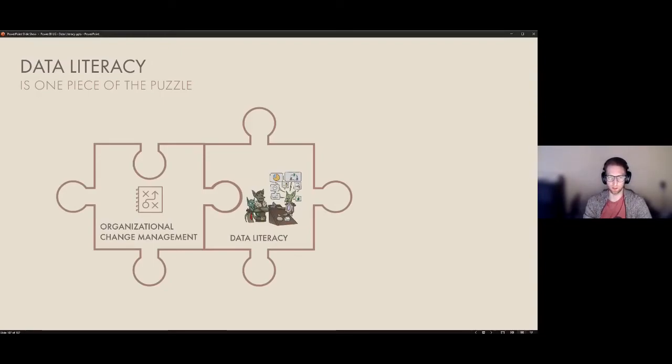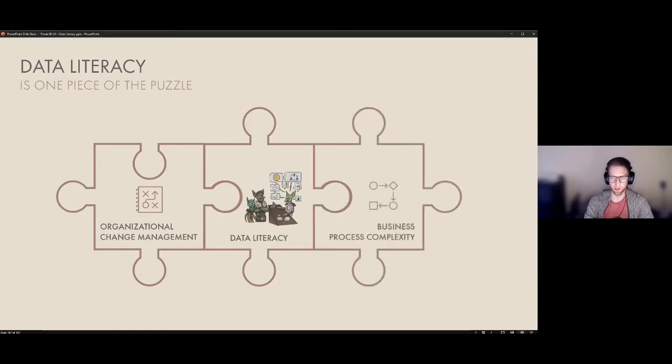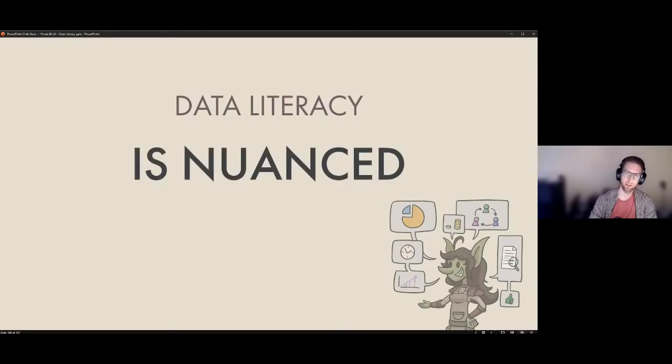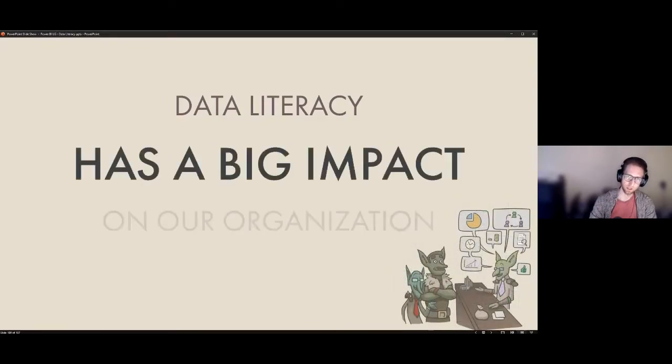Things like organizational change management, or OCM, and business process complexity. These are intimately connected to our organization's ability to use data effectively and to have data literacy skills. So if we have a problem with data literacy, it's affecting many things in our business. But the takeaway message here is that data literacy is nuanced, but that doesn't mean that we can't do anything about it, because data literacy has a big impact on our organization. It warrants our attention. More importantly, it warrants action.